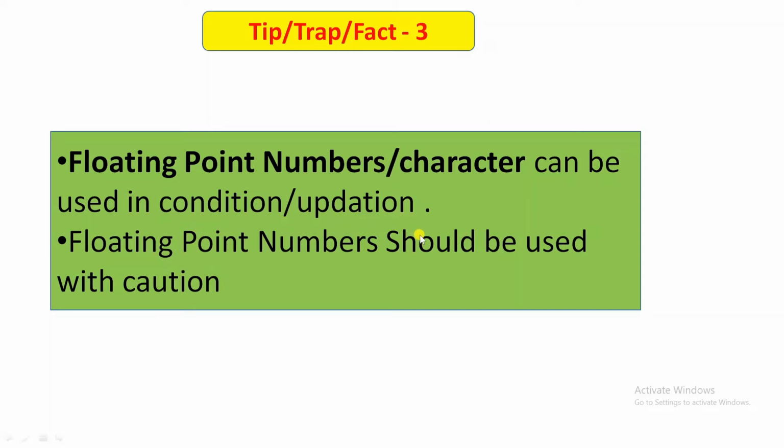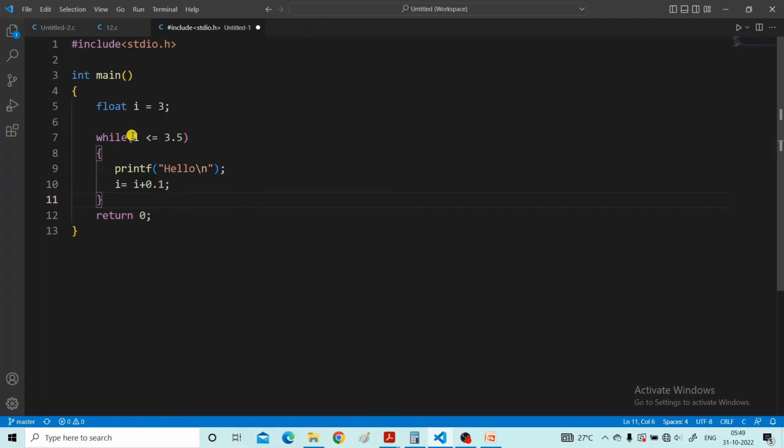Let's see with the code. Here you can see inside the while loop I have used i <= 3.5, right? So i is a float type variable, and it will have 3.0 initially. We are saying i is less than or equal to 3.5, and inside the while loop we are printing hello and updating i. We are updating a float variable in the updation statement and using a float variable in the condition, so it is perfectly fine. We can use an integer variable, a float variable, and even a double variable as per the requirement of our program.